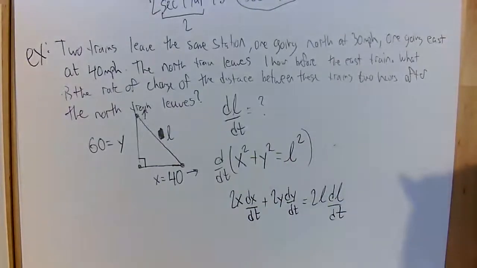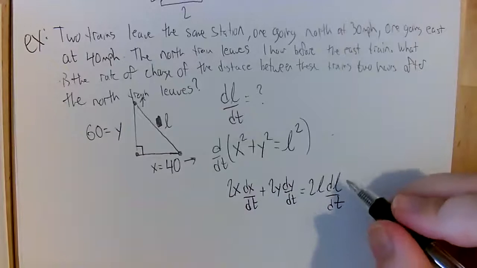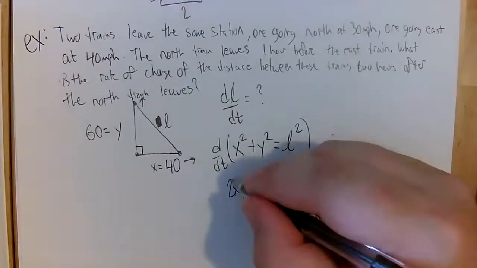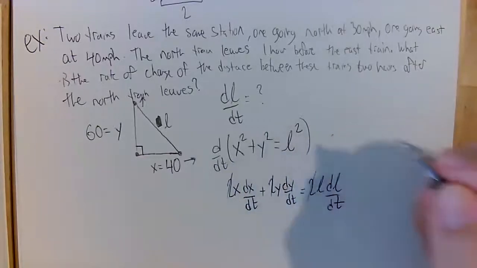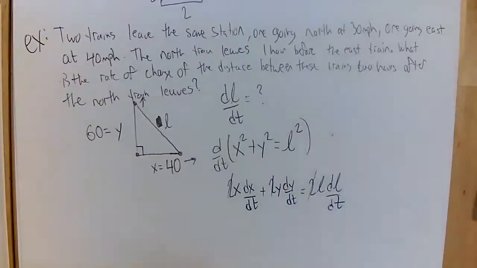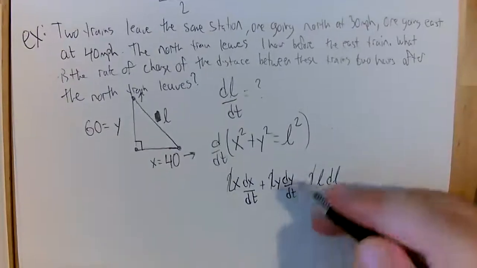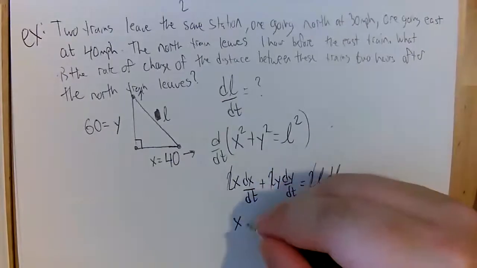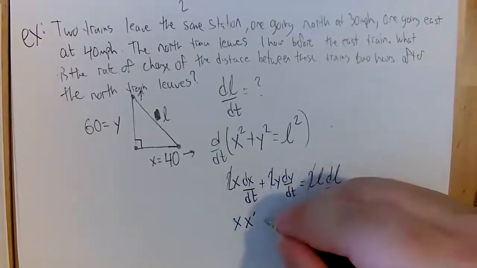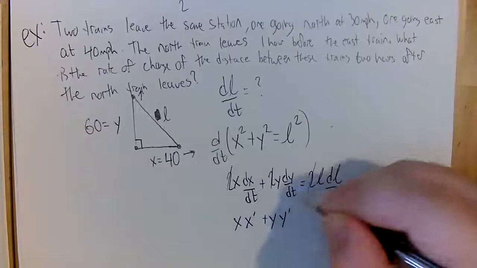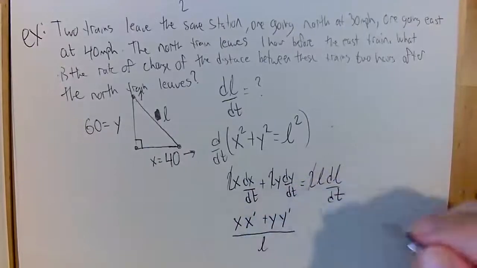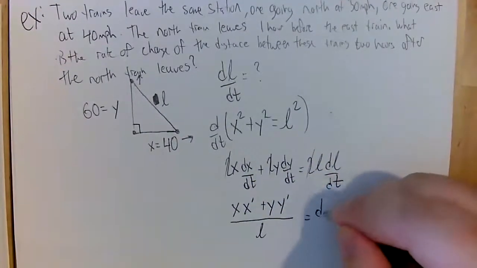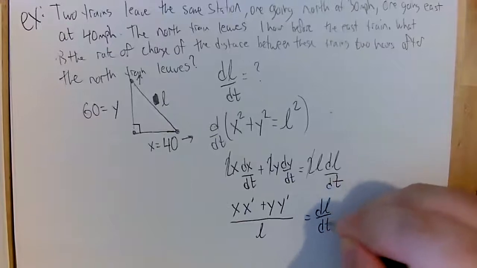All right. So now what we need to do is solve for dL/dt right here. One thing that can happen is that all of these 2's can cancel. And then it seems like the only thing that's also on the side with dL/dt is L itself. So I'm just going to divide by L here. And then I have x, and I'm going to call this x prime, plus y prime, divided by L is dL/dt, or L prime.